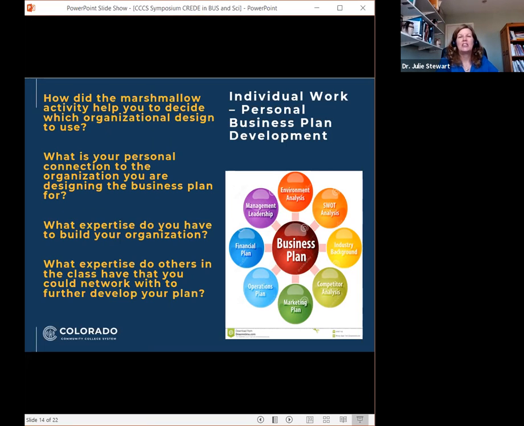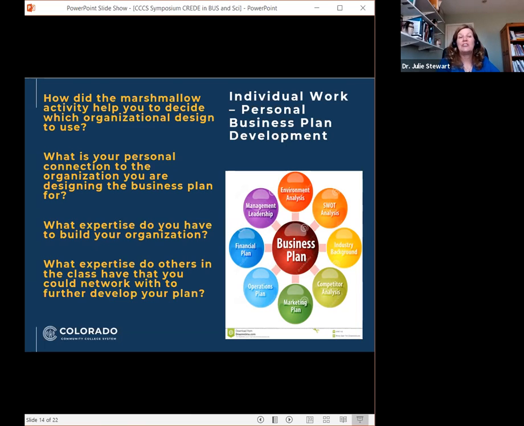And so there was some conversation and group discussion about how that marshmallow activity helped you decide which organizational design you wanted to use. What was the personal connection to the organization you're designing the business plan for? So really drawing student interest into why they are interested in that organization, and how this activity helped them decide which design to use.